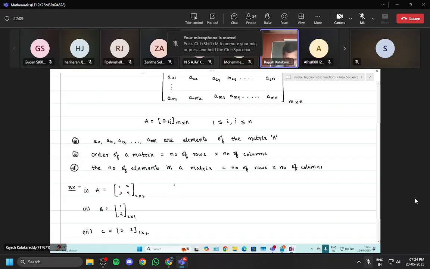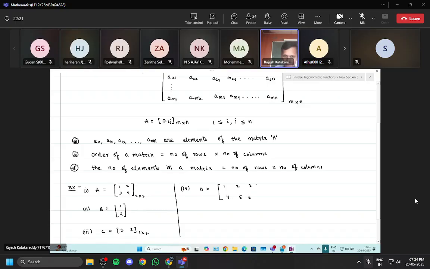Clear? So now there is another matrix where the number of rows is not equal to the number of columns. Let us take 1, 2, 3, 4, 5, 6. We have 2 rows and 3 columns. This is a 2 by 3 matrix, or we can also call it a rectangular matrix. Clear? Understood? Now there is something called a null matrix. In a null matrix, you have all zeros. A null matrix can have any order. We will see about all these things later. This is the basics of matrix.